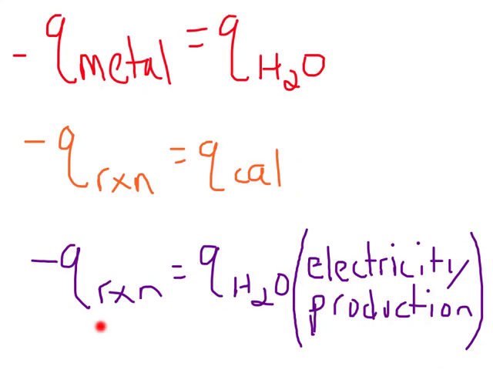Over here, notice this is a little bit different. We have minus the Q of the reaction is going to be equal to the Q of water. And I put over here in brackets electricity production. Now, why did I do that? Well, electricity production is based on boiling water.